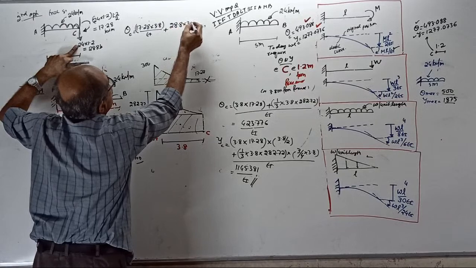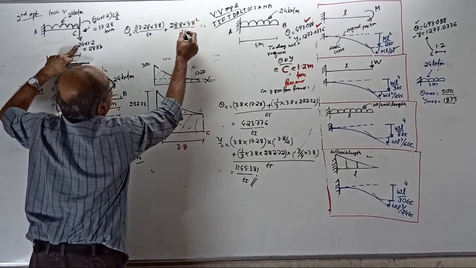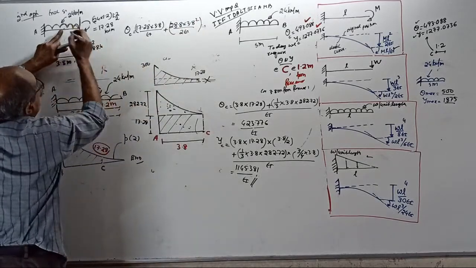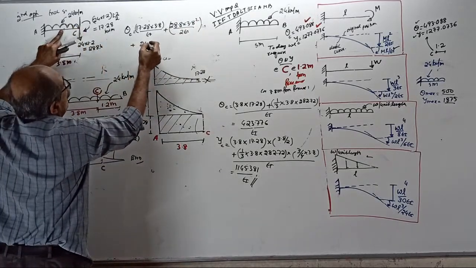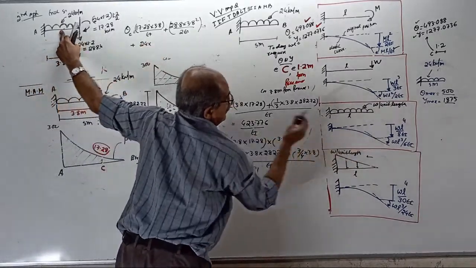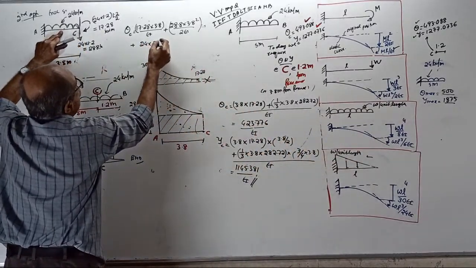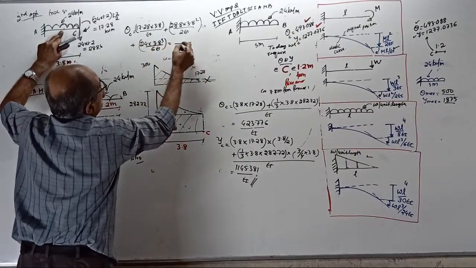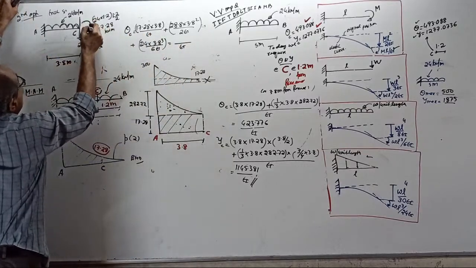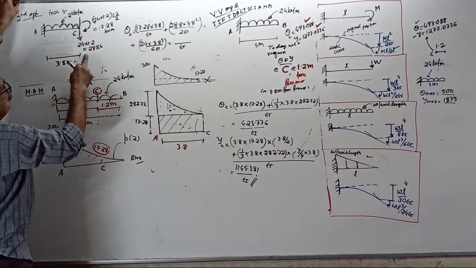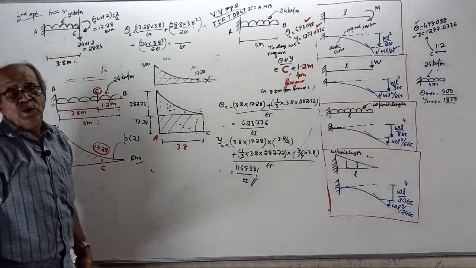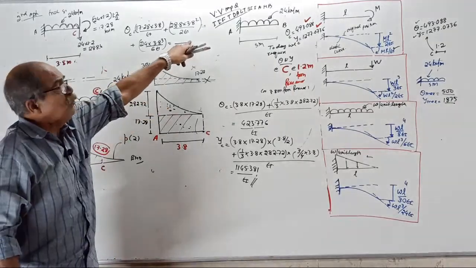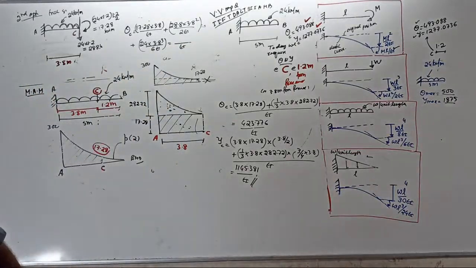28.8 into 3.8 square divided by 2EI is for point load. And for UDL, slope WL cube by 6EI, 24 into 3.8 cube by 6EI. Now tell me, slope due to couple is ML by EI, due to point load WL square by 2EI, due to UDL WL cube by 6EI. Now calculate the slope.